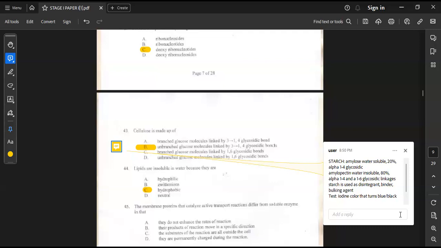Okay, so anyone wants to add more? Divya? No, I'm good.